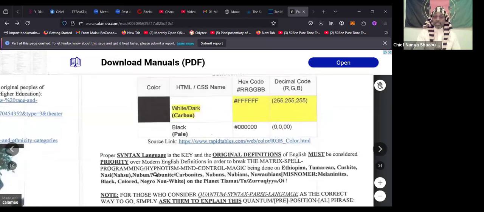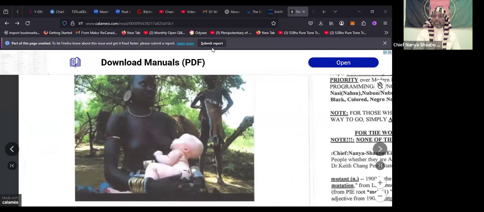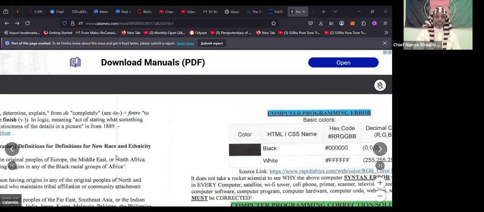And this is the point. So when, let me see if I can do this here. Okay. So when the computer, yeah, that's it.